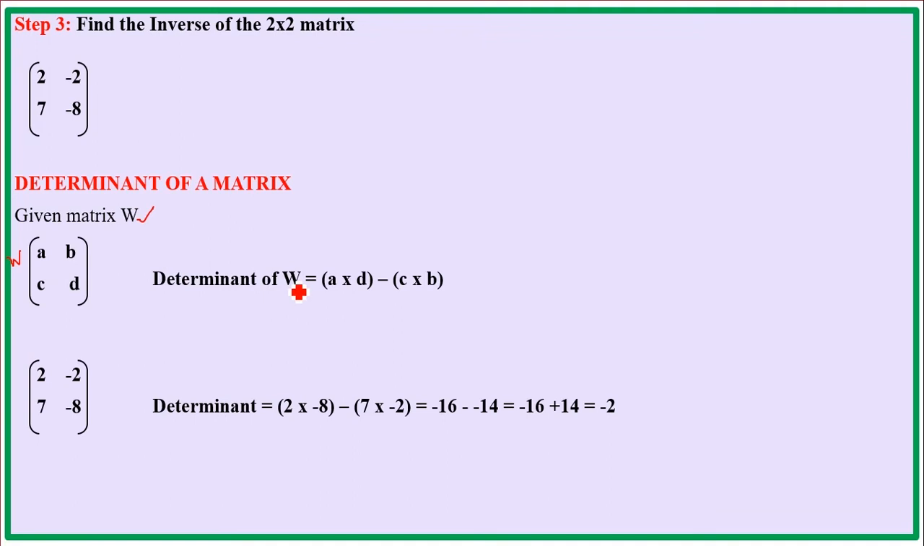To get the determinant of W, you take A multiplied by D, minus C multiplied by B. That is how you get the determinant.